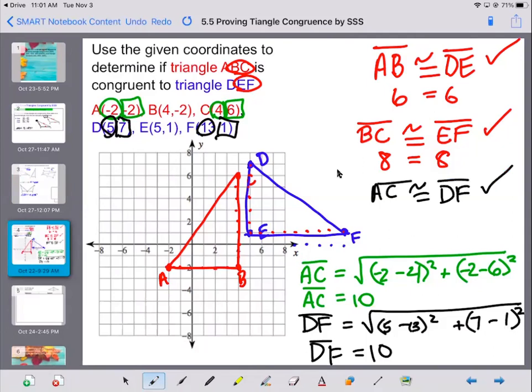So that's a check. So based on the side congruence postulate, these triangles are in fact congruent. We found that all three sides are the same. That's it.